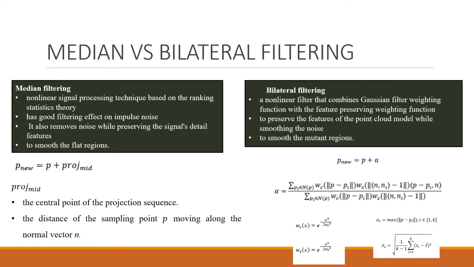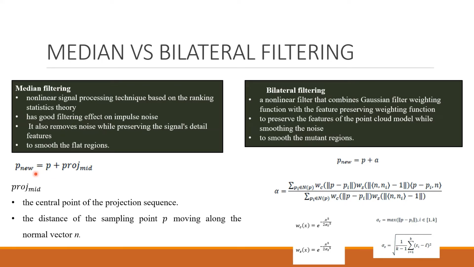Okay, and then the denoising process is done separately between flat and mutant region. For flat region, we will use median filtering. Again, this is an improved median filtering. This is the formula of median filtering.